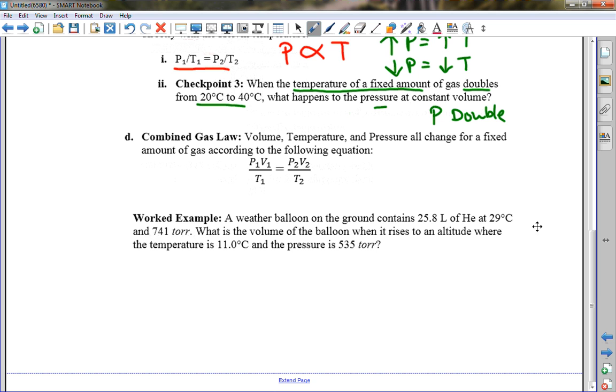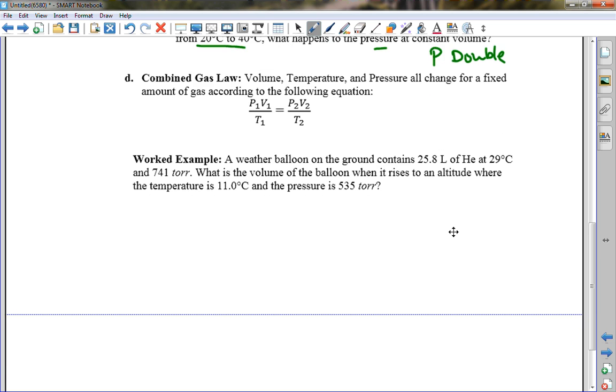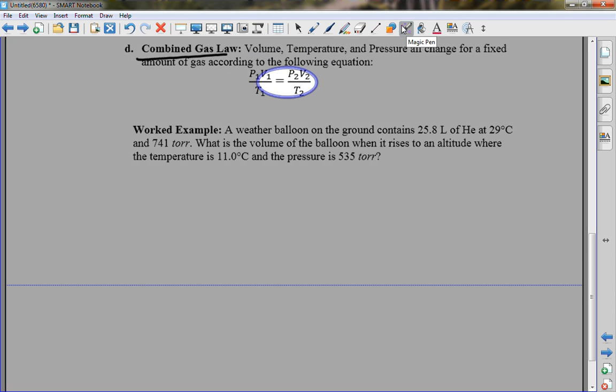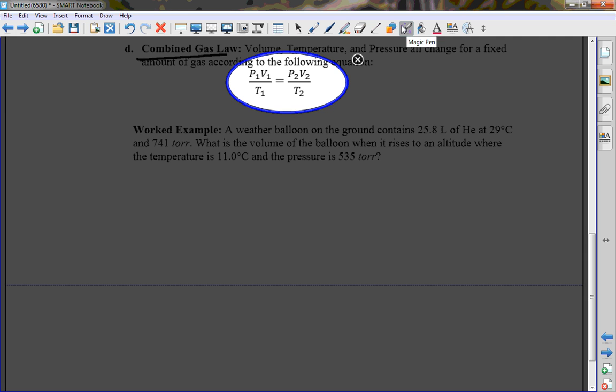Moving right along here. Let's look at what's called the combined gas law. The combined gas law, as you guessed, is going to combine all three of the previous gas laws. This equation here is what's called the combined gas law equation. You should memorize this equation and know how to use it.